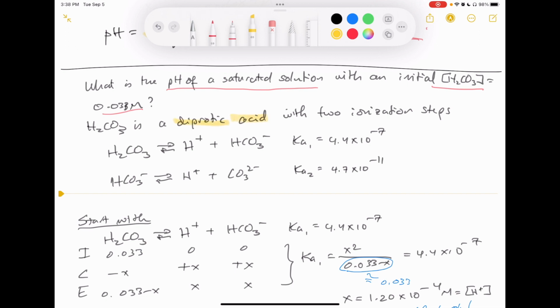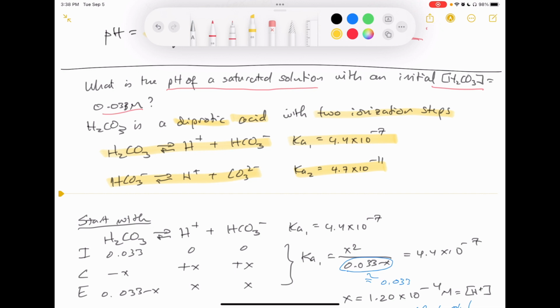We have discussed this idea earlier, where some acids can donate more than one proton, and H2CO3 is one of them. It has two ionization steps. I'm writing down the two ionization steps right here. This one is the first one. It has that Ka value. The second one has this Ka value. And again, you can check your Ka table to get these values.